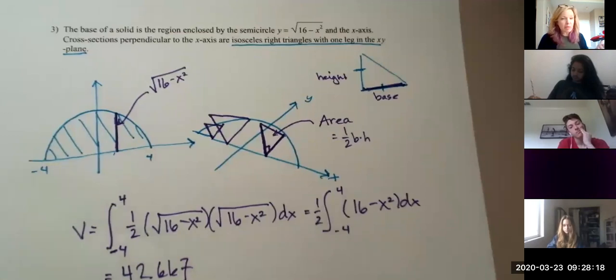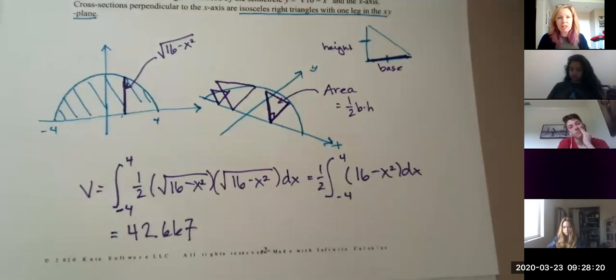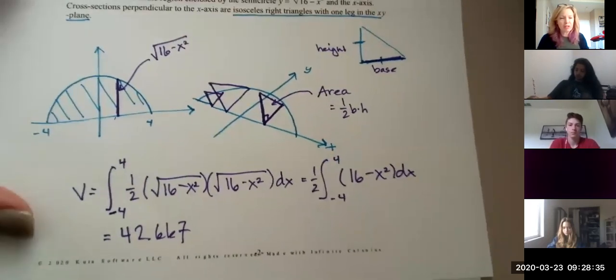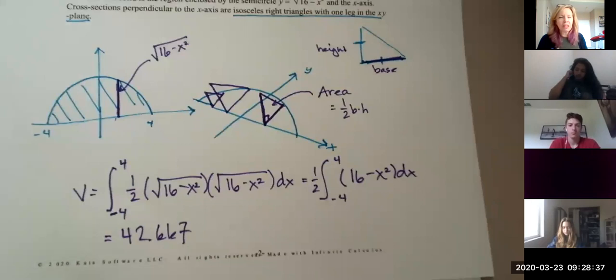42.667. It is volume, so it is some sort of cubic units. Generally on these problems, if they're not a context-based problem, we don't have to worry too much about writing units on our answer, but it is volume. So if it gave you actual dimensions and measurements, you'd have to write your answer in cubic inches or cubic feet or something like that. At this point, we're really just concerning ourselves with finding that value and determining our volume from there.